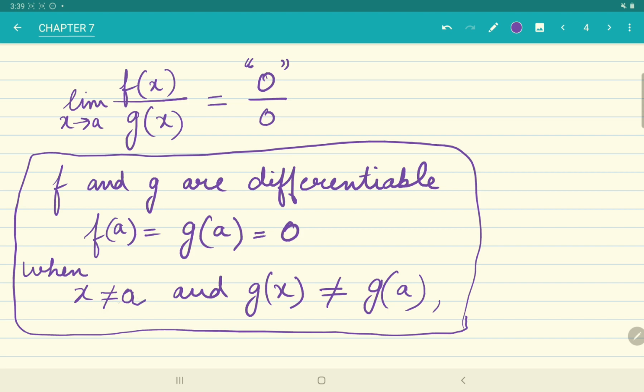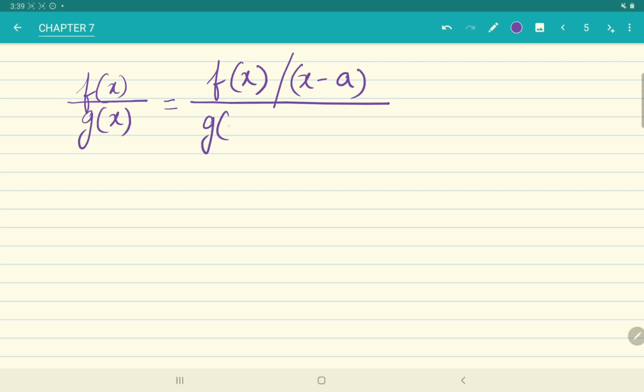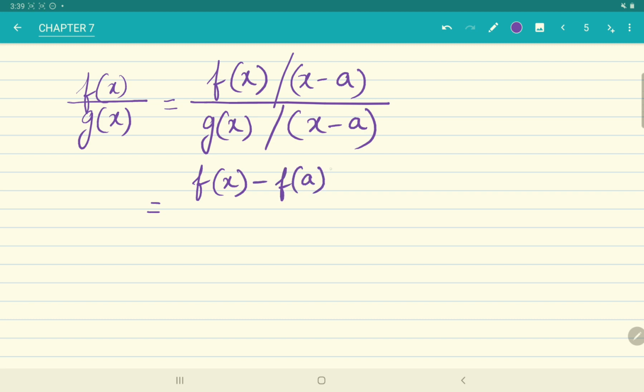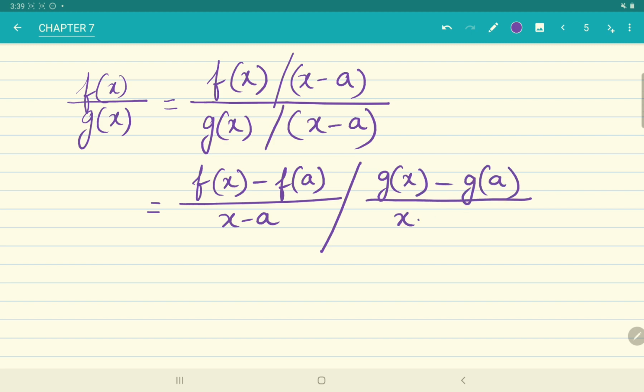I should have written x not equal to a here. So I divide both numerator and denominator by x minus a. Also I know that both f of a and g of a are equal to 0. That means I can write f of x minus f of a divided by x minus a, the whole of this divided by g of x minus g of a divided by x minus a.